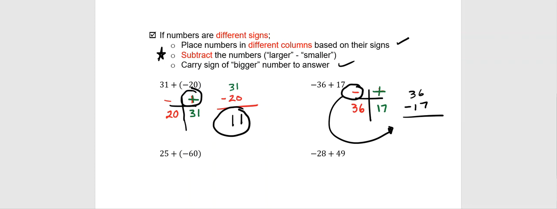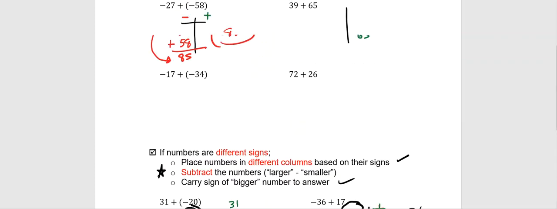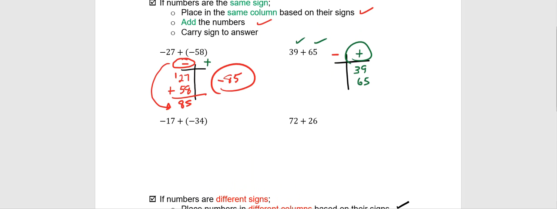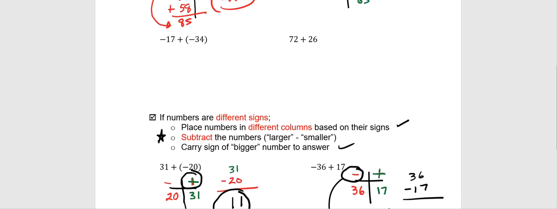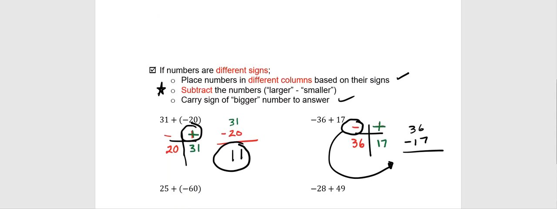This video should have helped you set up adding numbers with the same signs using the scoreboard and adding numbers with different signs using the scoreboard. So your job is to finish off setting up the scoreboard for each problem and simplifying each problem accordingly based on the rules. And we'll check in class next time we see each other.